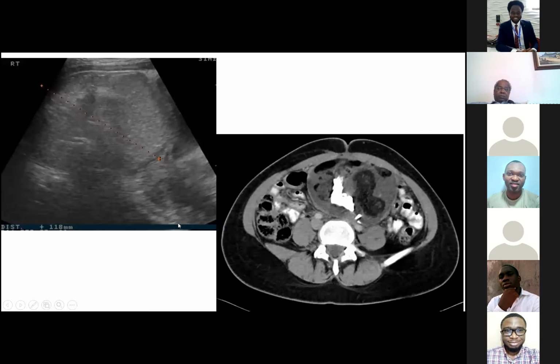So she did actually go on to have an ultrasound scan of her abdomen, which is the image in the top left here, which just showed a mass lesion in the pelvis, which was displacing loops of bowel from the pelvis. And then subsequent to that, she also had a CT scan performed.